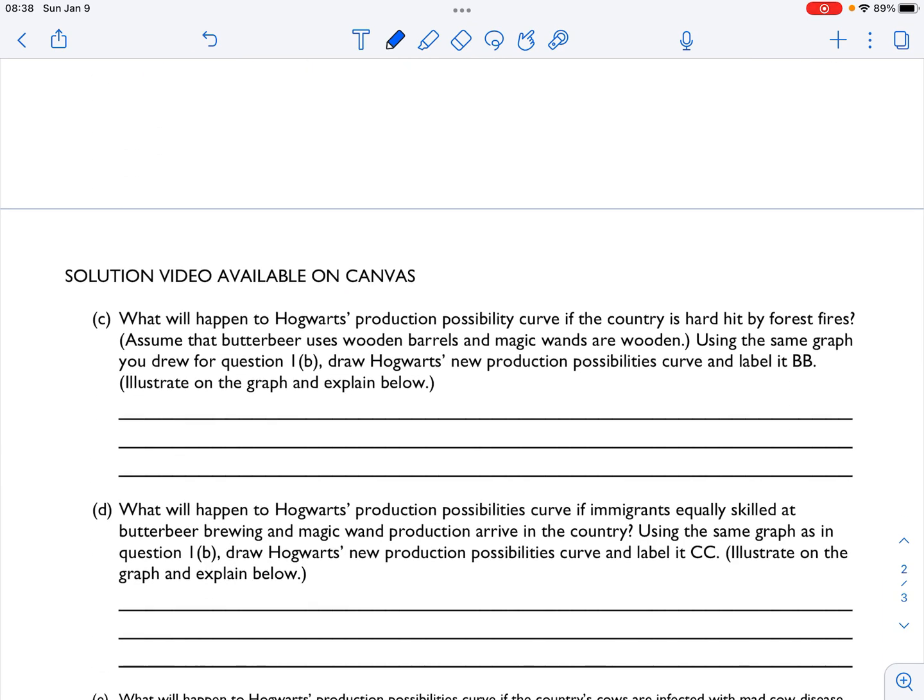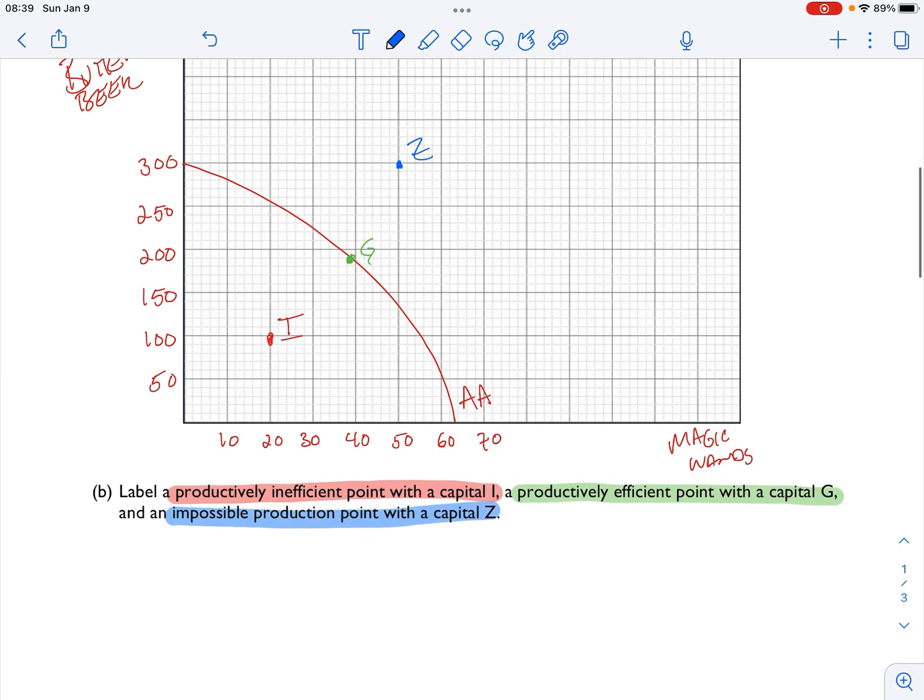Question C. What will happen to Hogwarts' production possibility curve if the country is hard hit by forest fires? Assume that Butterbeer uses wooden barrels and magic wands are wooden. Using the same graph you drew for question 1B, draw Hogwarts' new production possibilities curve and label it BB. Right? So what we need to do is illustrate on the graph.